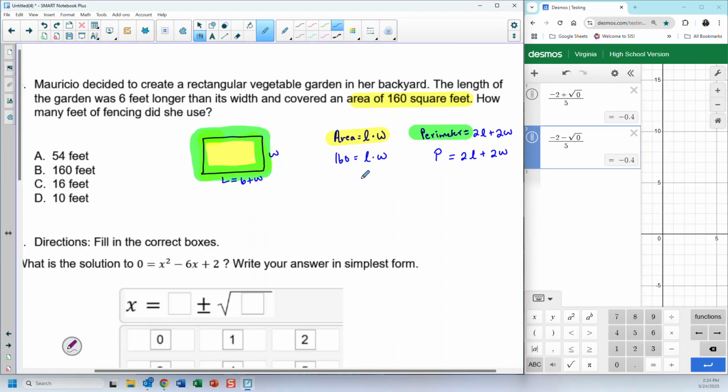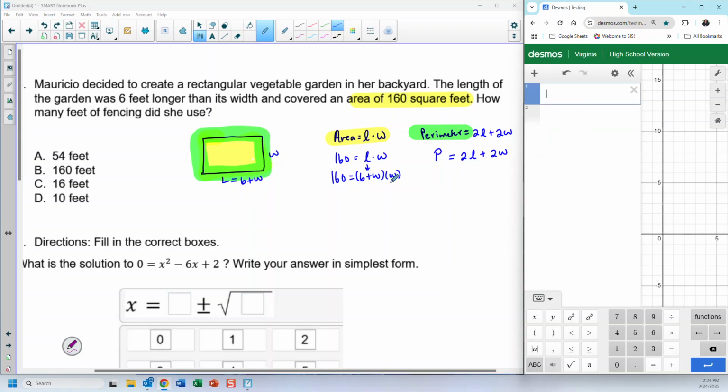All right, so what we're going to do here is say the length is equal to 6 plus w, this part right here, okay? And then times your width, which is just w. Now I only have one unknown here, which means that I can go ahead and solve this equation now. So this is just a quadratic equation, because look what happens here when I distribute. So 6 times w is 6w, plus w times w is w squared, equals 160.